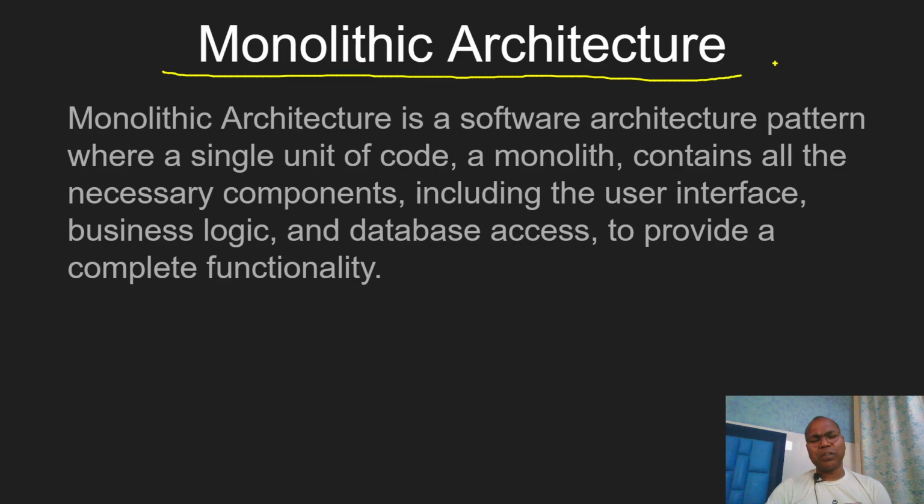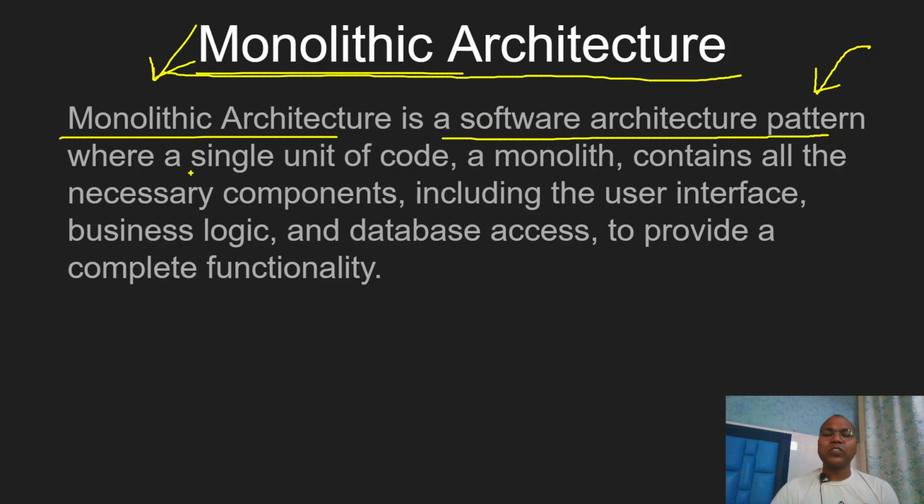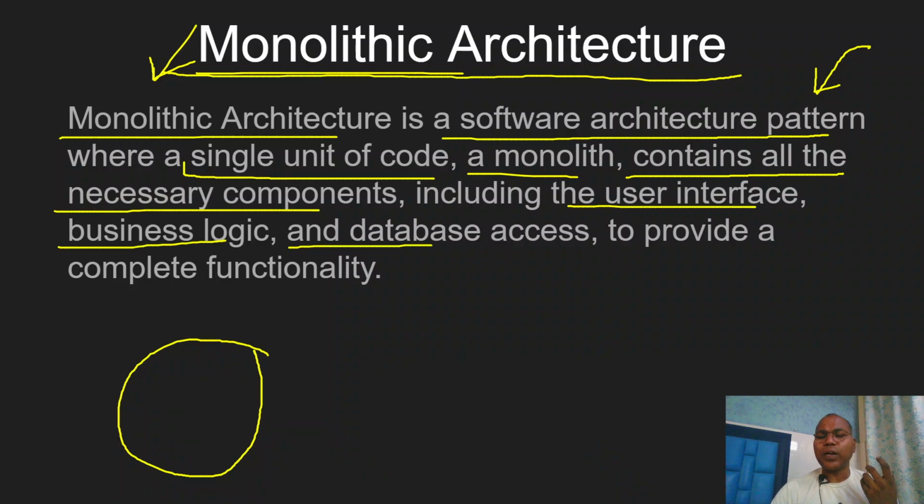Nowadays, in terms of microservice architecture, monolith is compared with microservice architecture, and many talk about monolith architecture. So let's understand what we mean by monolith architecture. You can say monolith architecture is a software architecture pattern where a single unit of code, monolith meaning one component, one unit, one software, contains all the necessary components, including the user interface, the business logic, the database logic, everything needed to complete your business functionality.